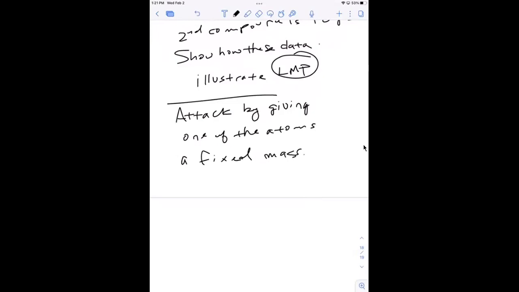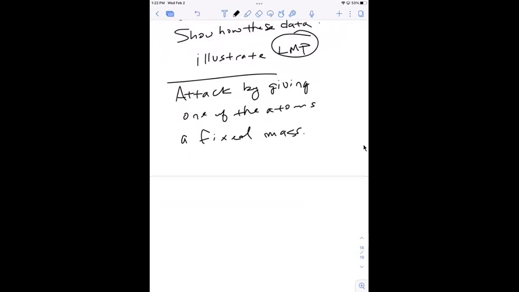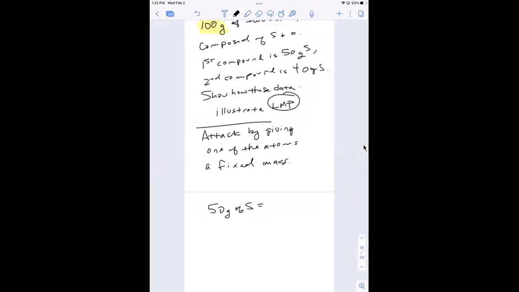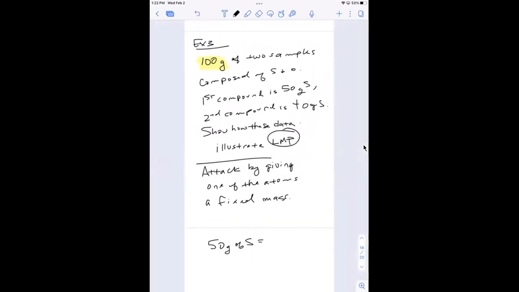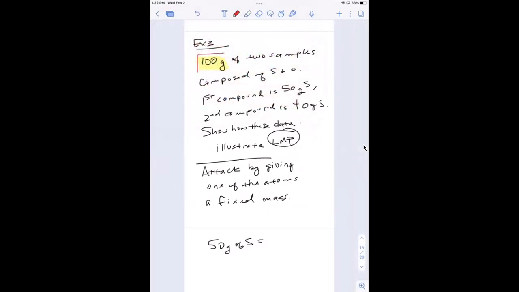Right? It's a little bit different than the law of constant proportions, where you just took the ratio of the atomic masses and used that as a conversion factor. That's where this differs from that, right? So in that first example, or in the first sample, we said we had 50 grams of sulfur. How many grams of oxygen do we have if the total mass of the sample is 100 grams?